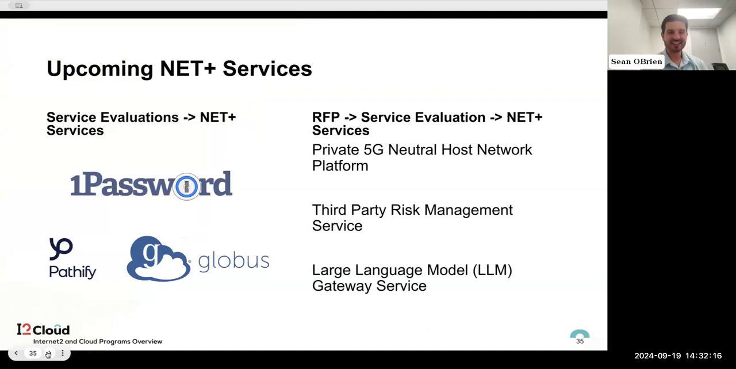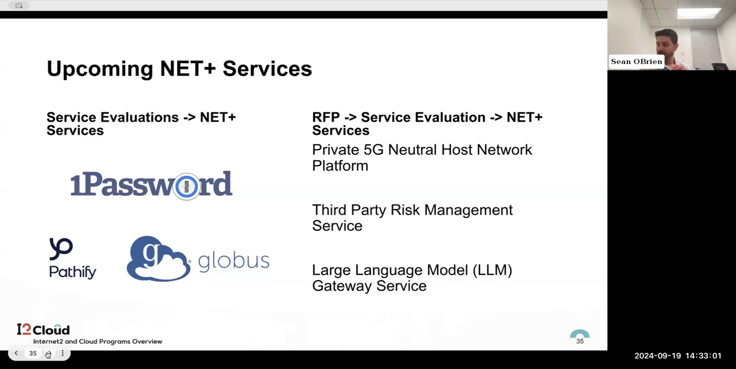Between the time I started this slide deck and the time I'm presenting it, the 1Password agreement has been signed. So 1Password is a service in the Net Plus portfolio today. We have several other active engagements, both around specific services that you see on the left side, but also looking at areas of interest to the research and education community: private 5G and neutral host networking, third-party risk management services, a large language model gateway service.